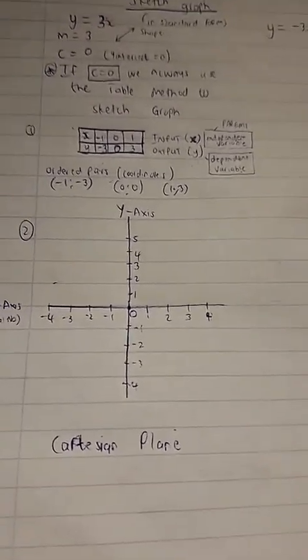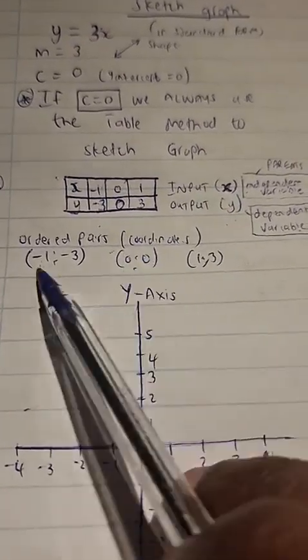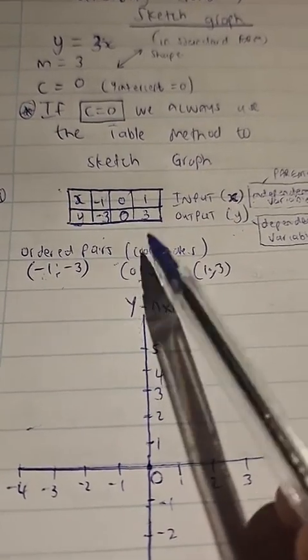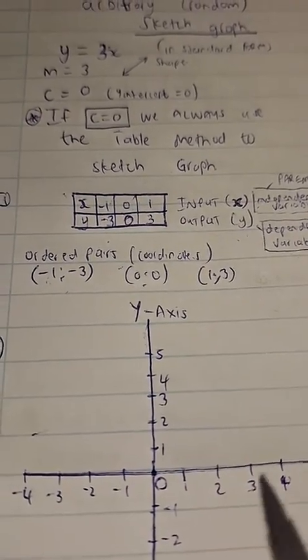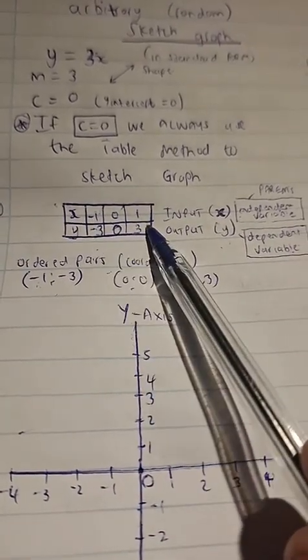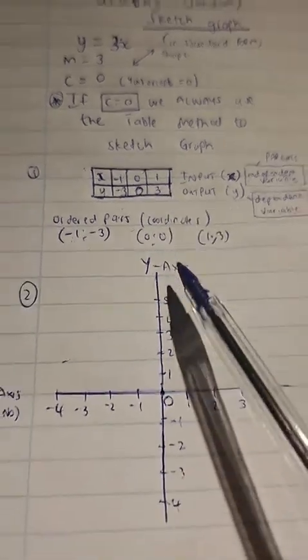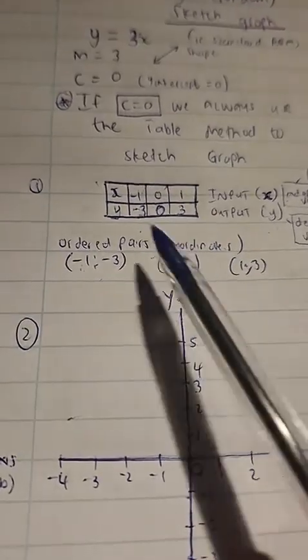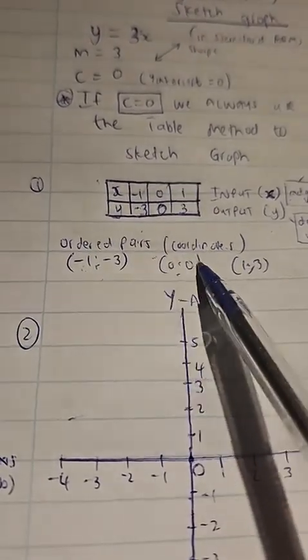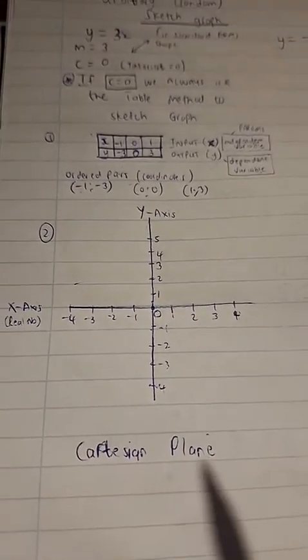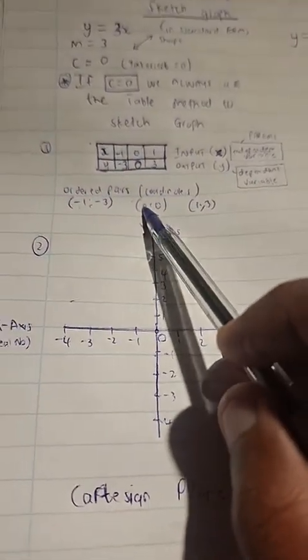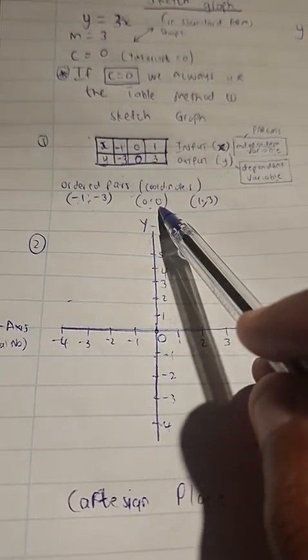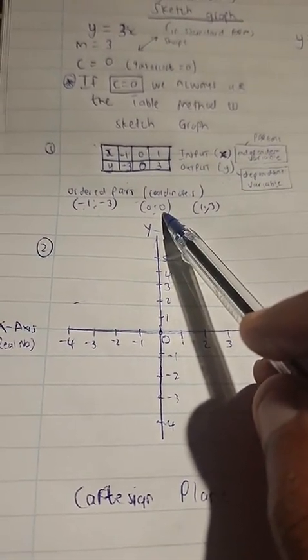Now let's see, how do we identify these points? Because that's where the magic lies. We saw how we got our output values, right? I'm sure all of us did. Now let's see, how do I identify the points? We have 0 and 0. Where is 0 and 0? Where x is 0 but also y is 0 at the same time.